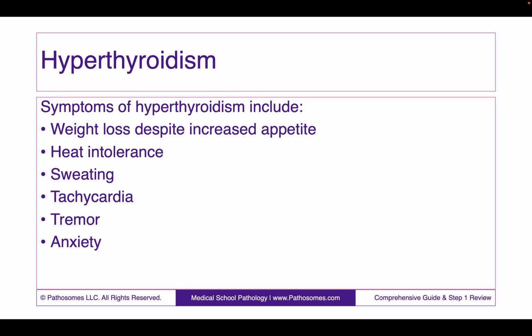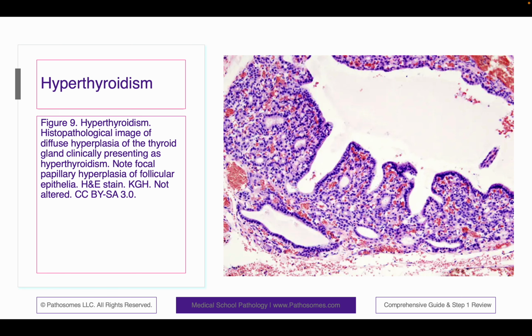Now, some symptoms, as you know, of hyperthyroidism include weight loss despite an increased appetite. That's right, they're eating, ordering all sorts of goodies. Heat intolerance, right? That just means they're hot. And sweating, which makes sense. Tachycardia, tremors, and anxiety.